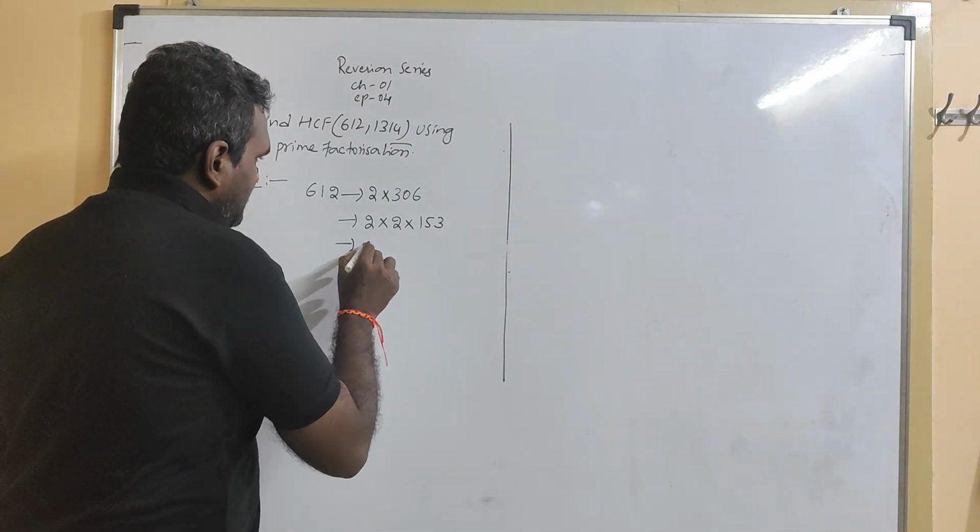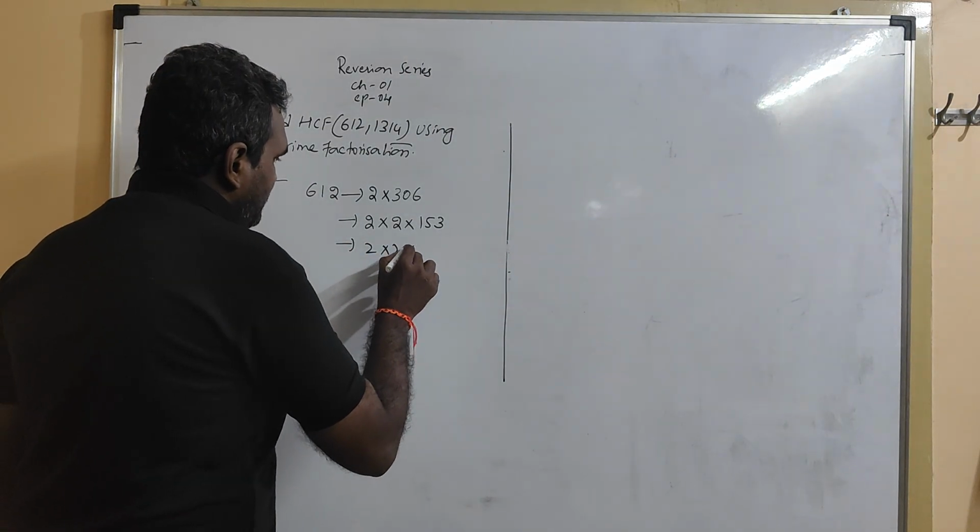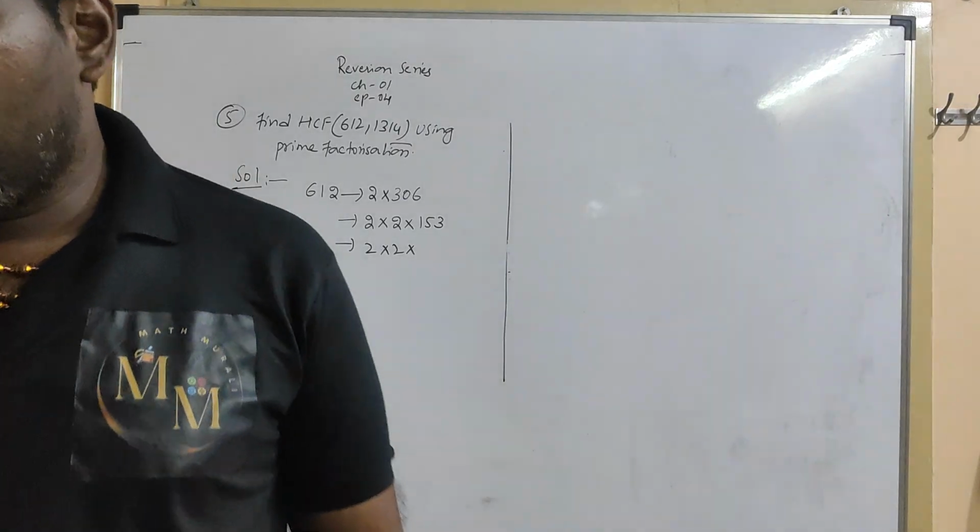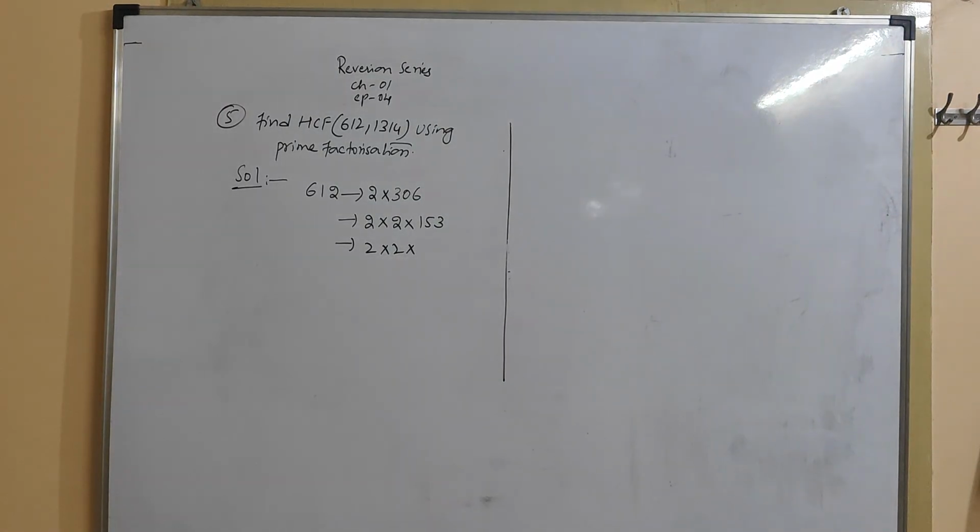Next, units place you are not having 2. And what is the divisibility rule for 3? Sum of the digits is divisible by 3, then the number is divisible by 3. 1 plus 5 plus 3 is 9. 9 is divisible by 3. So the number is divisible by 3.